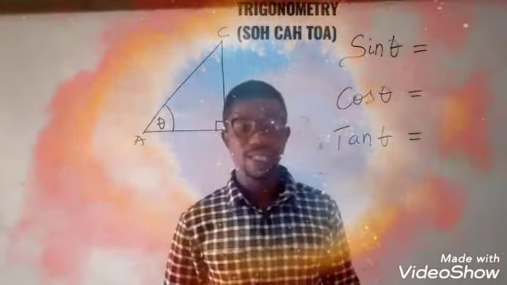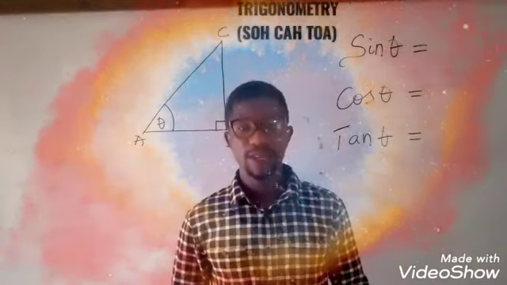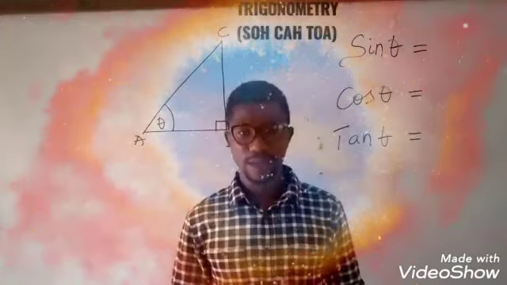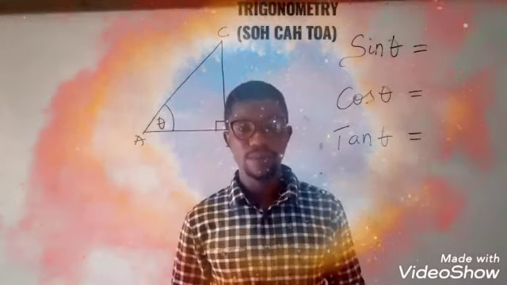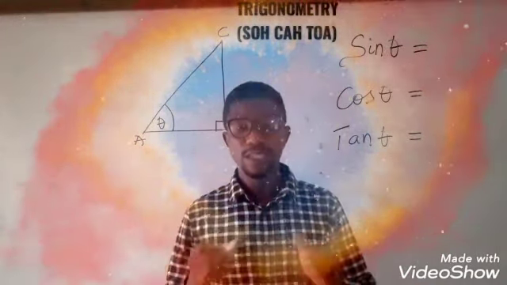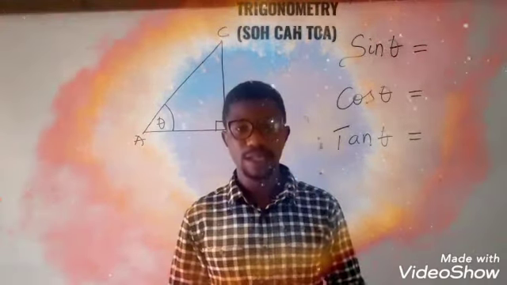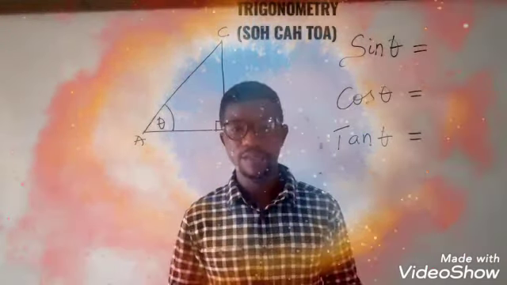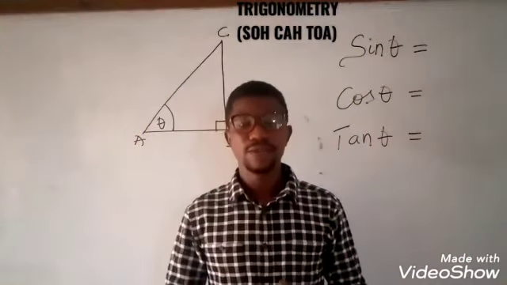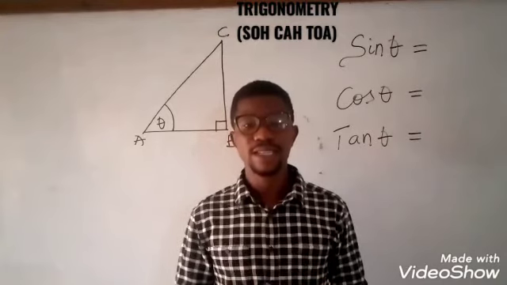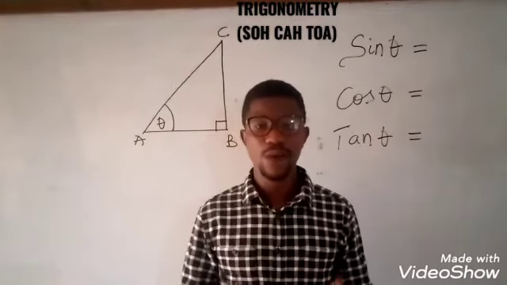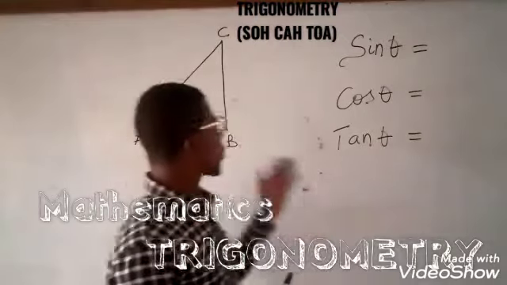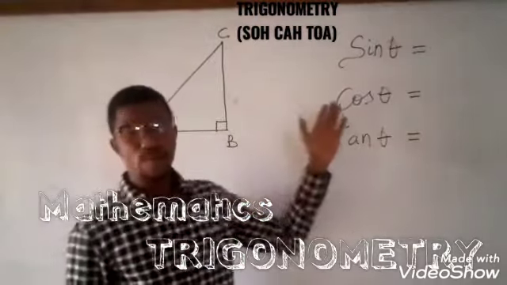Today's episode of mathematics. Today we will be looking at trigonometry. Trigonometry is from a Greek word which is divided into two aspects. Trig means triangle and metry means measurements. Trigonometry can be used in the determination of an angle as well as lengths of a triangle. Here we shall consider three trigonometrical ratios.